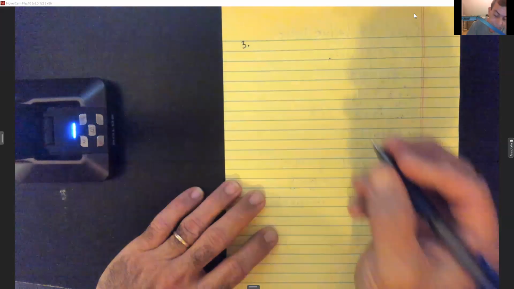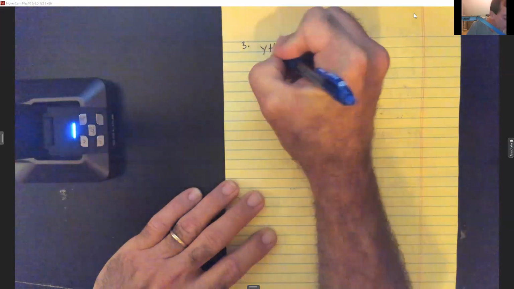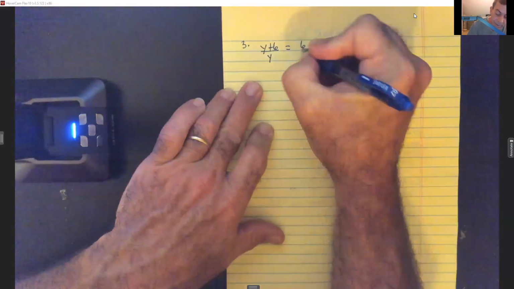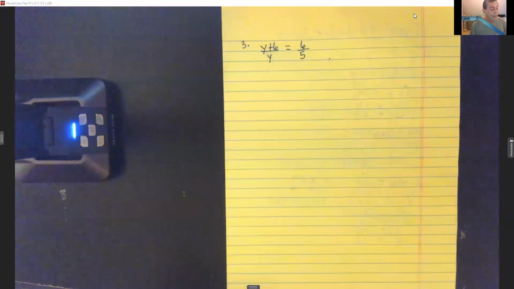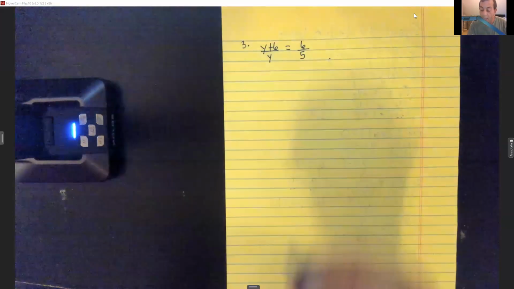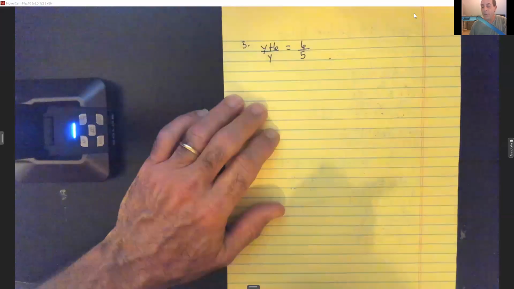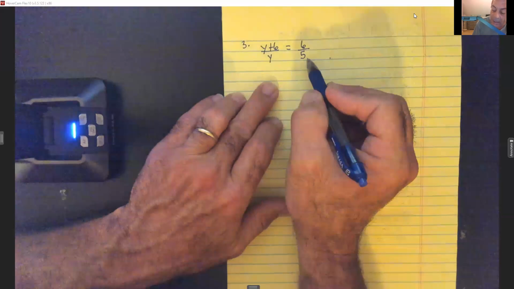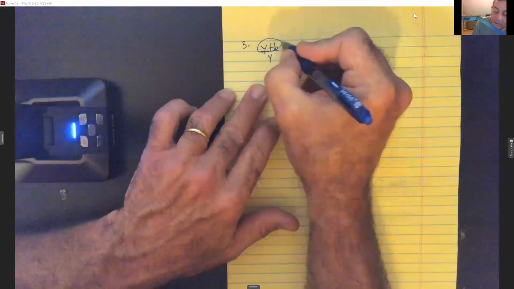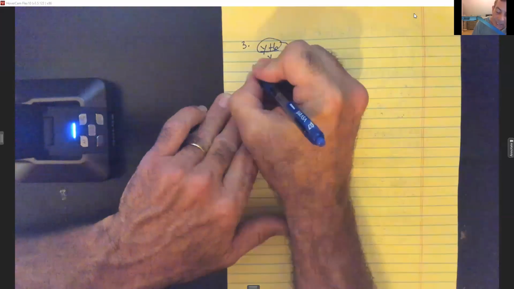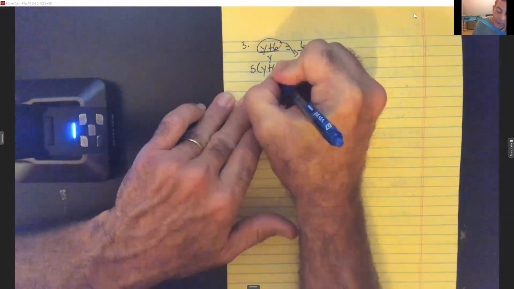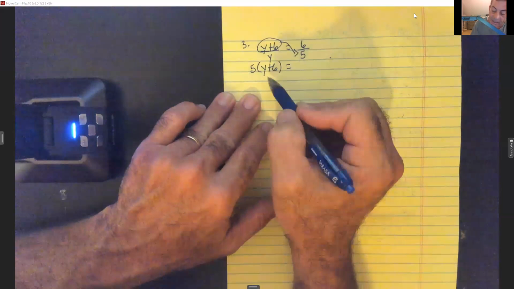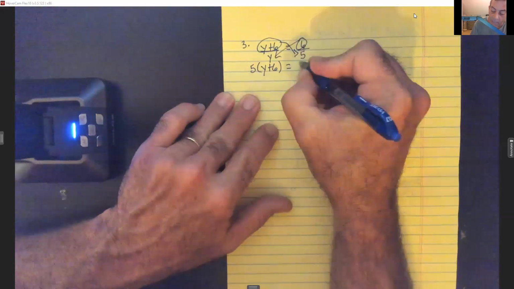All right, number 3 is the same as that one. Y plus 6 over y equals 6 over 5. Now, right off the bat, no, you cannot cancel those y's out. That wouldn't have been a good problem to give you, right? But this is a fraction equal fraction, so we can cross multiply. So y plus 6 is going to multiply by the 5. So that's 5 times y plus 6. So if it's got 2 parts, I always like to put that in parentheses. And then the other side is 6 times y.